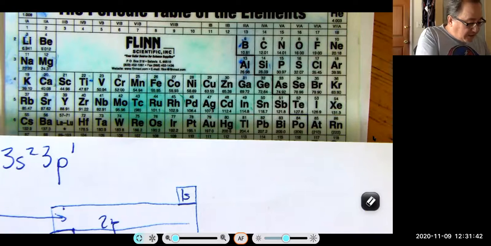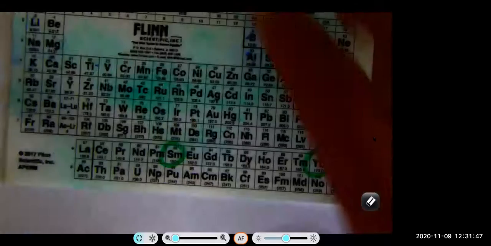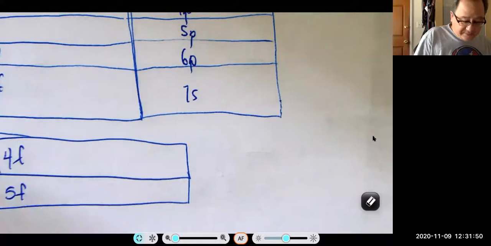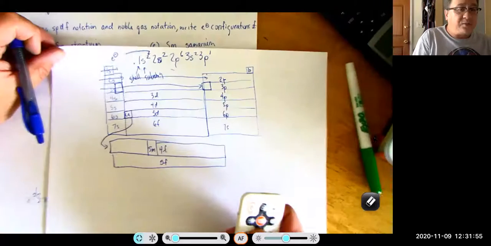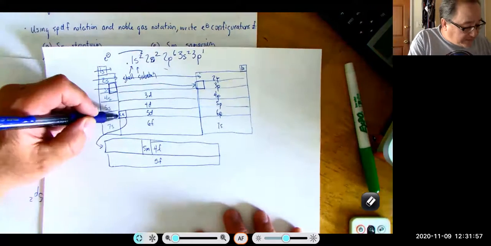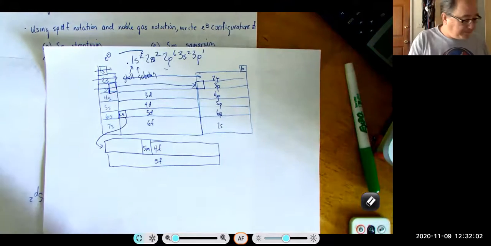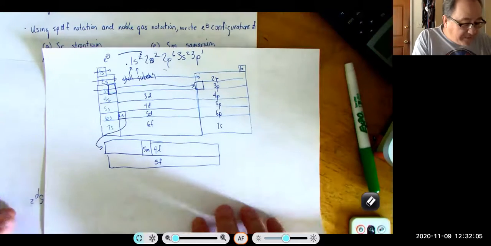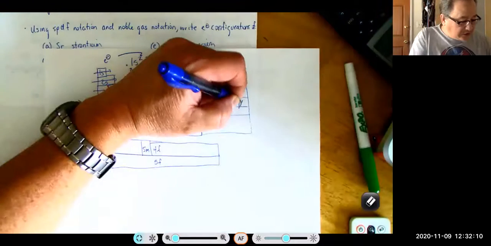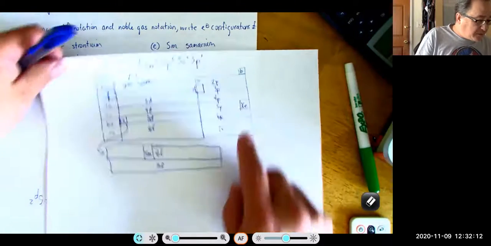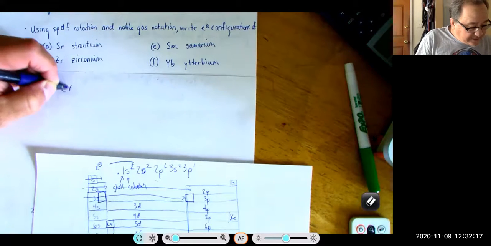Okay, so here we have to skip from the 5D. As you can see what I wrote, I'm going to have to zoom out, is we have to skip from the 5D down to the 4F. So we don't write 5D10 because we don't go all the way through it. So the previous noble gas in this case is xenon. So we're going to start with xenon. And what we're doing right now is samarium.